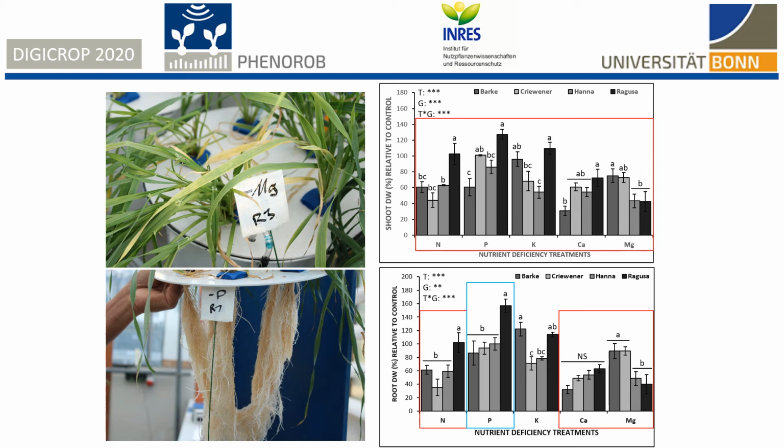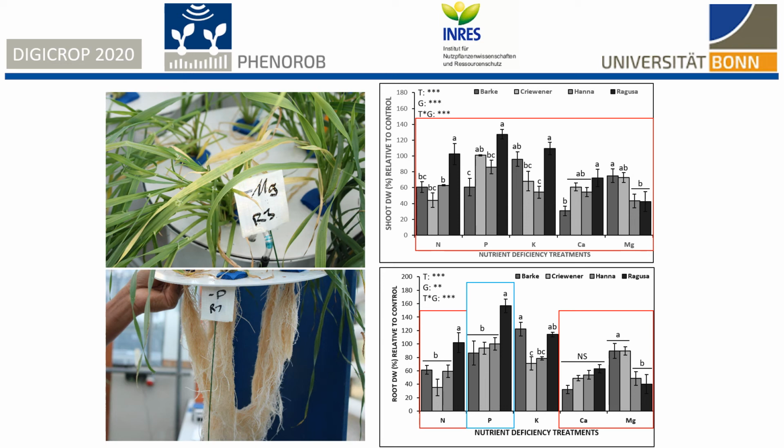The deficiency symptoms are visible in most of our treatments. For example, you can see interveinal chlorosis of young and middle-aged leaves in magnesium deficiency treatments, which is the upper photo. We found significant variations between the genotypes, as Ragusa accumulated higher shoot dry weight compared to the others in most of the macronutrient deficiency treatments.